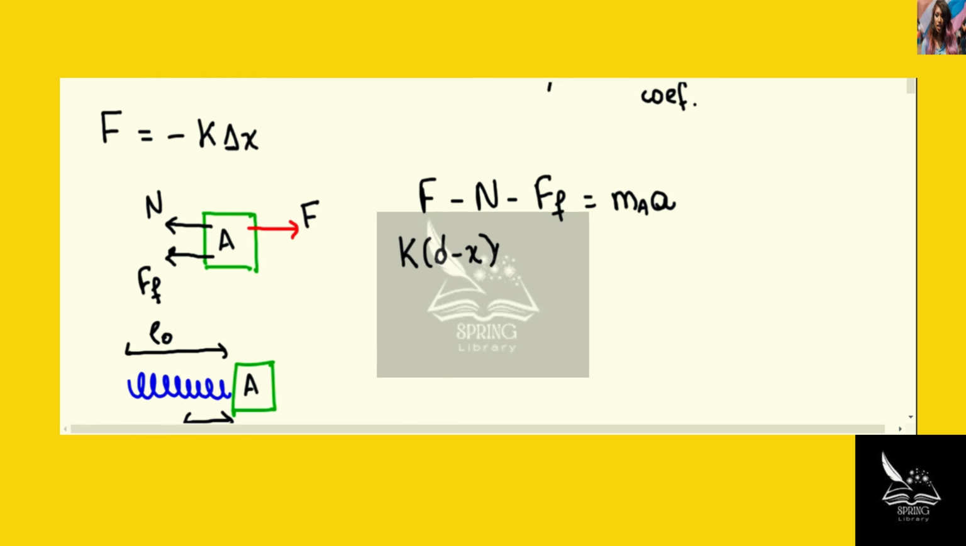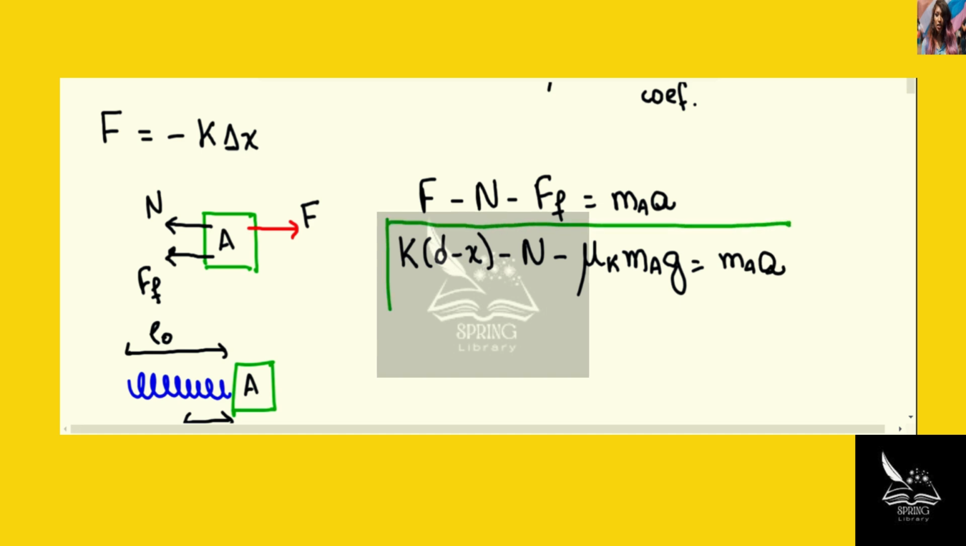So going back to the equation, we have K times D minus X, minus N, minus the frictional force, which is mu K times the normal force that the surface exerts on block A, and the normal force is just MAG in this situation. This is the first equation that we obtain.